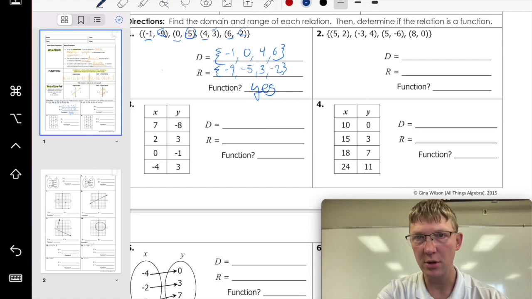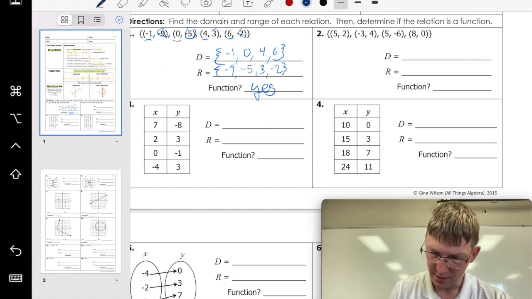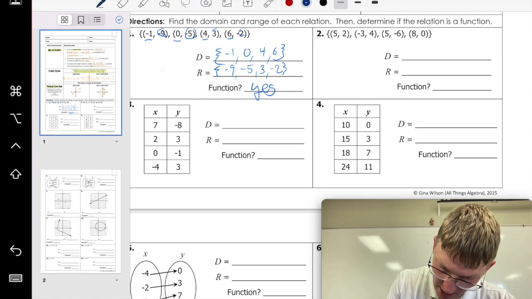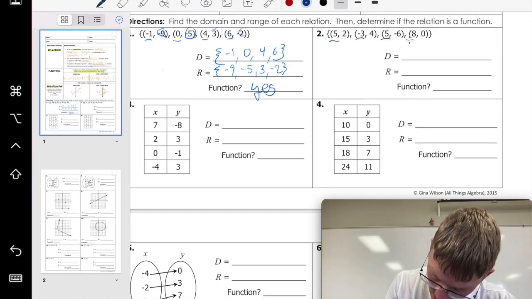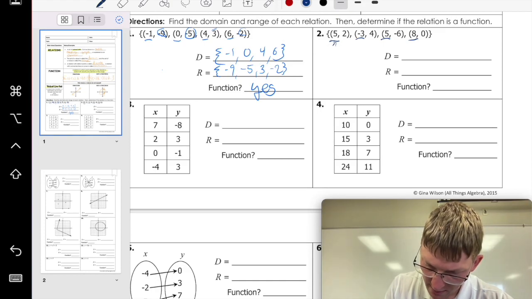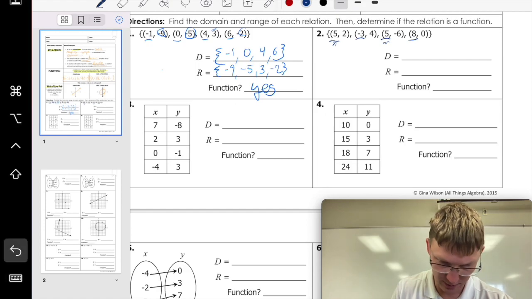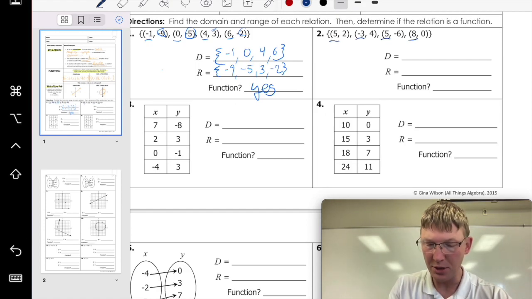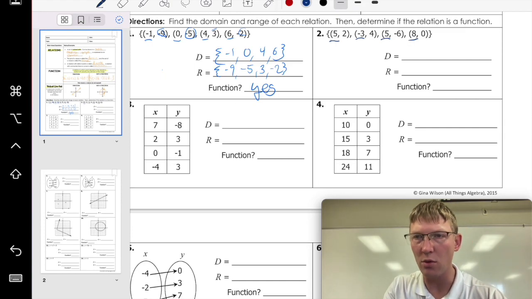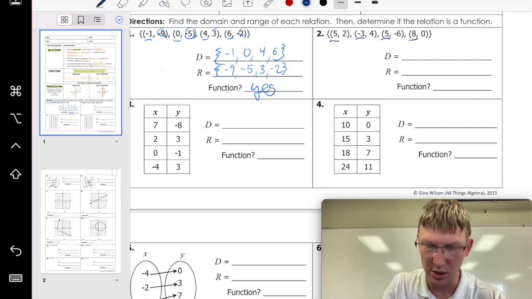So number two, again, listing out the domains. So the domain is going to be all of our x values. You'll notice we've got a 5 and a 5. So I can already tell you right now it's not going to be a function, but we still got to list out the domain. It still has a domain, but you don't necessarily have to list out the number more than once. Once you list it in there, you're good to go.